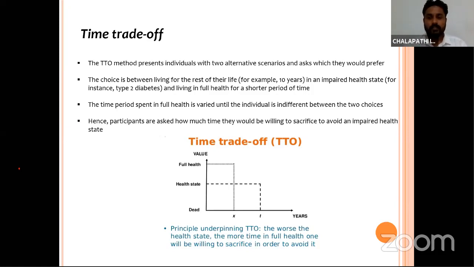This is the second method. The first method I said was the rating scale, and the second method I said is time trade-off. Here if you calculate X by T, you can calculate the utility. I'm moving to the next slide. I hope this is clear, simple, clear.